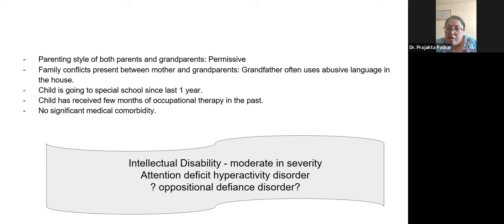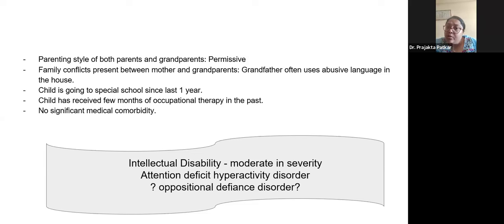So of course, when we went more into the details, the parents, both of them, and the grandparents, it was a joint family, all of them, their style of parenting was quite permissive. A lot of family conflicts between the mother and the grandparents. A grandfather often used abusive language in the house, and of course in front of the child as well.